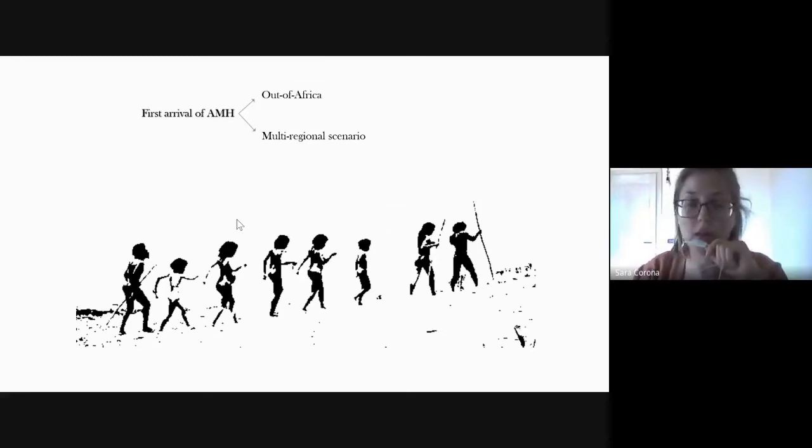The out of Africa theory, as of course you all know, states that Homo sapiens evolved in Africa, migrated outwards, and replaced Homo erectus in Asia. On the opposite, the multi-regional scenario states a long-standing continuity between the species of the genus Homo in the regions we are talking about. If you could click again.